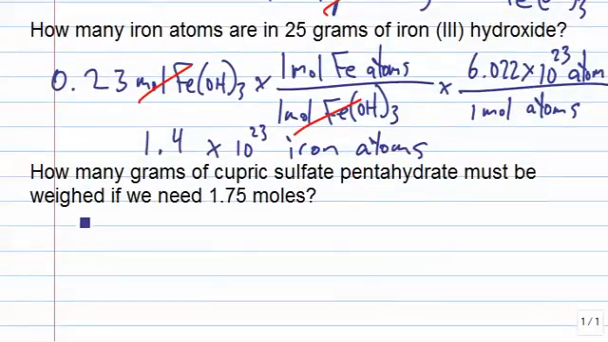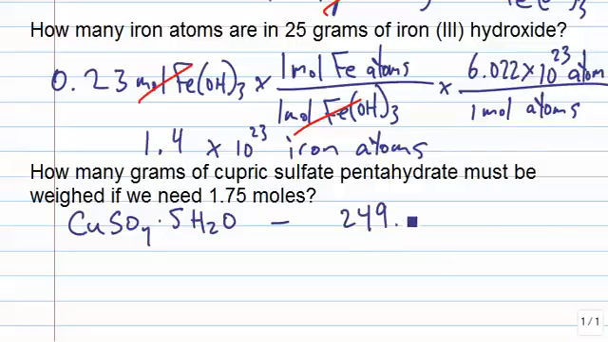So in the case of cupric sulfate pentahydrate, okay, we can calculate the molar mass. There are 5 moles of water and 1 mole of copper and 1 mole of sulfur and 4 moles of oxygen for every 1 mole of this substance. And we will find that it has a molar mass of 249.7 grams per mole.